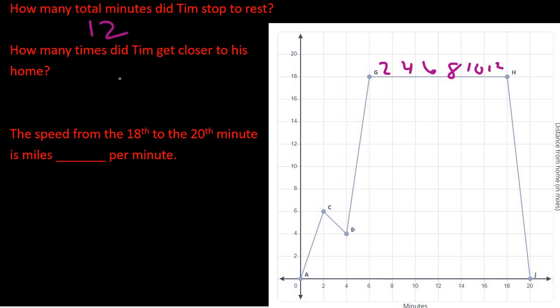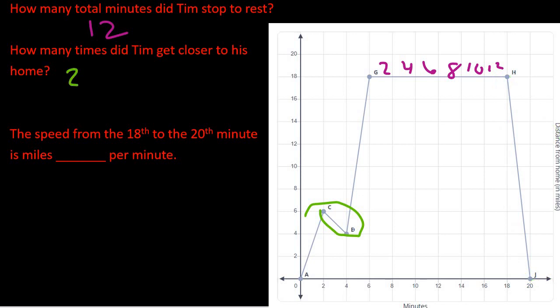How many times did Tim get closer to home? Well, this is the distance he is away. The line is going down. So at this point, he gets closer. So this is 1, and then way over here is the second one. So he gets closer 2 times.